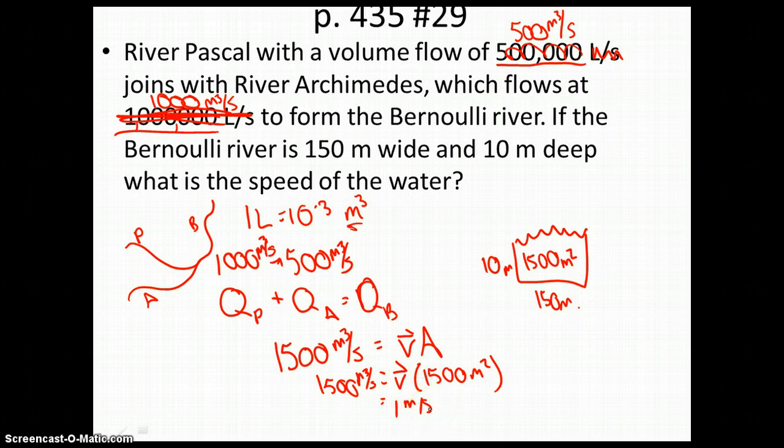And then I'm going to evaluate this and say, okay, well, does it make sense that the water is flowing slower in a wider river? And yes, it does make sense that two smaller rivers would be flowing very fast, and as soon as they open up into that bigger area, they flow a little bit slower.